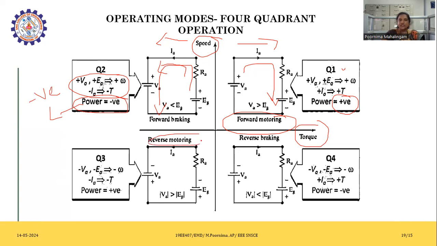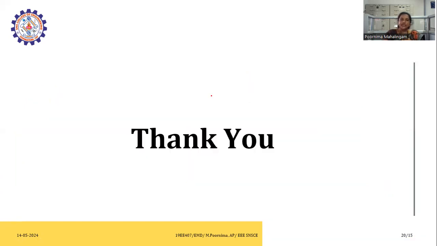The next mode is the reverse motoring mode. What about if the supply is reversed? When the supply is reversed in the motoring mode, the current is negative and the voltage is also negative. Both the current and voltage are negative, so the power automatically becomes positive. Now coming to the reverse braking mode, what happens here? The source voltage is negative and the back EMF is also negative, and the total power becomes negative, the power supply mode. So these are the four-quadrant operation modes of DC drives.